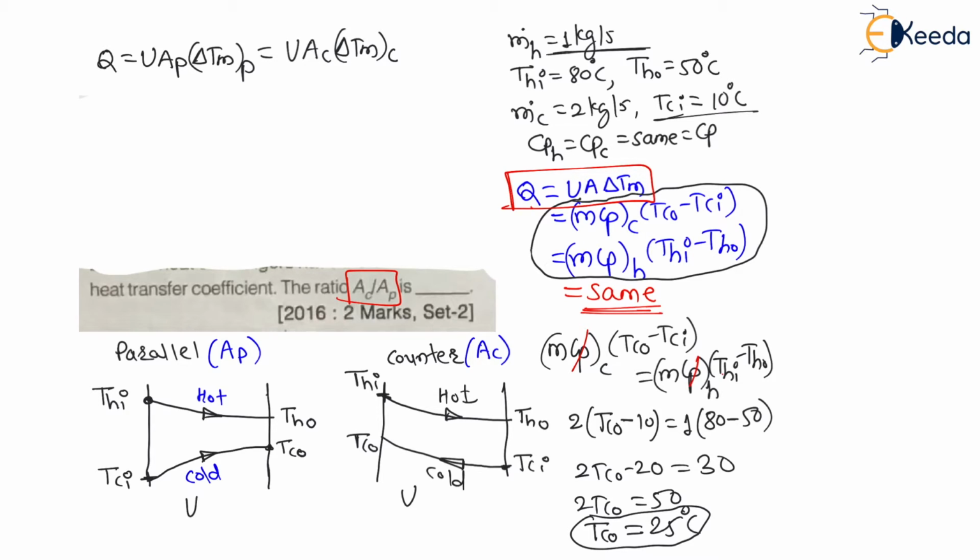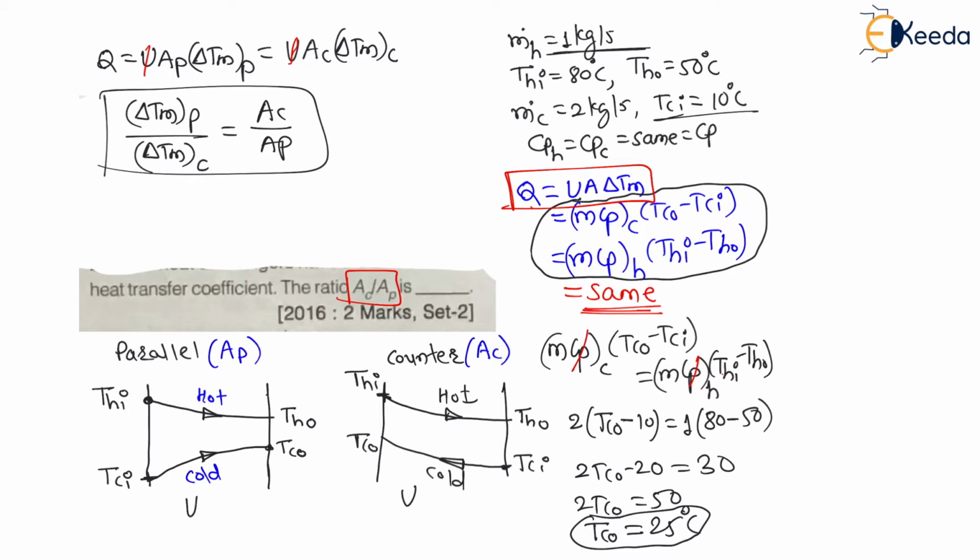This we will get. Therefore my dear students, by equating them, U is the same. The overall heat transfer coefficient in case of both is the same. Here the question is to find area of counter divided by area of parallel. Therefore can I say here delta Tm of parallel divided by delta Tm of counter will be equal to area of counter divided by area of parallel, from this, right? So my dear students, if I want to find the area ratio, area of counter divided by area of parallel, then I have to find the ratio of the logarithmic mean temperature differences, that is delta Tm of parallel divided by delta Tm of counter, right? So let us focus on finding this LMTD.